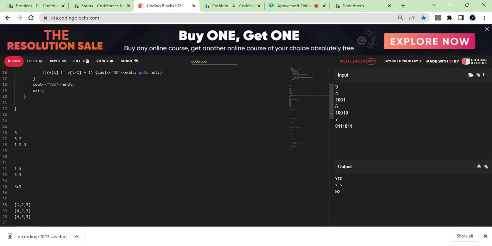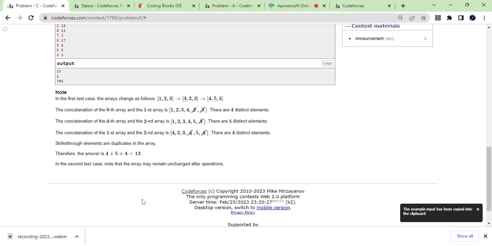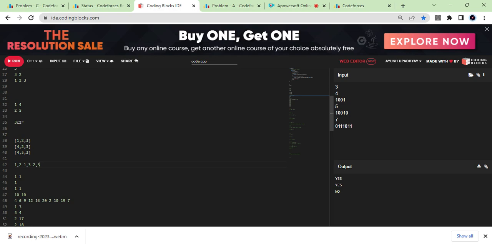Okay, so that's all about the problem. Now let's move towards the logic, right? So let's first copy paste the test cases and see. I think we have done that, right? Yeah, we have already seen that.